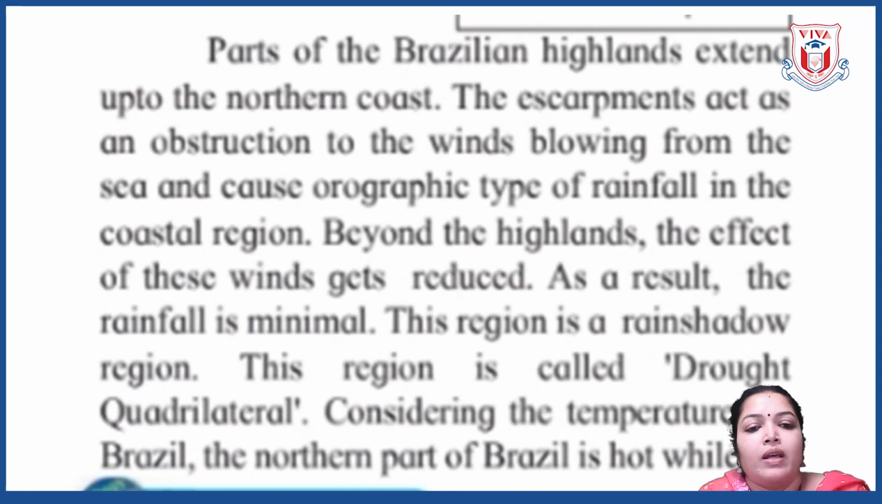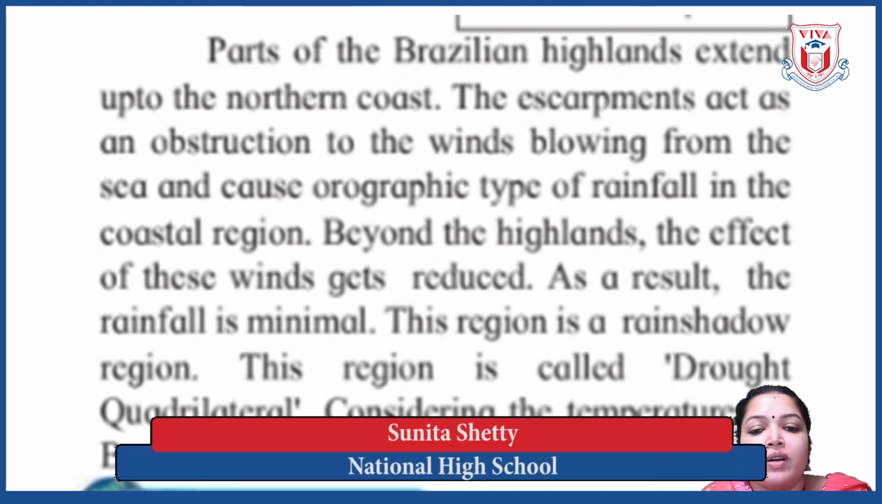Okay. Now, beyond the highlands, the effect of these winds gets reduced. As a result, the rainfall is minimal. As they move away, the water content in the clouds is reduced, so the rainfall there is very little. So, this creates a rain shadow region, and this region is called the drought quadrilateral.